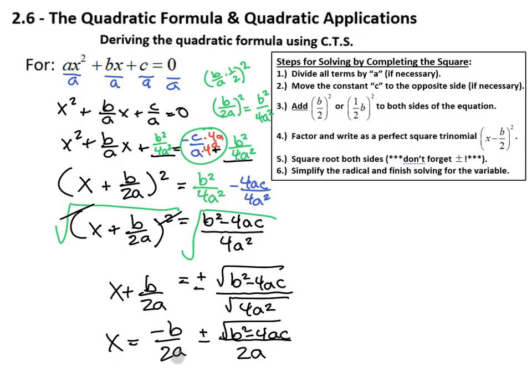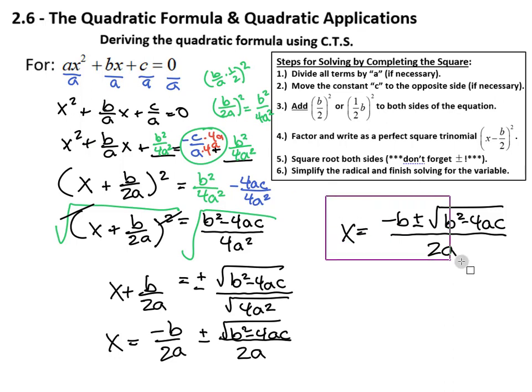And now we see that these actually have the same denominator, right? They're both over 2a, so we can write this as one big fraction if we like. Negative b, or opposite of b, plus or minus the square root of b squared minus 4ac, all over 2a. And there you go. This is our quadratic formula. You've definitely seen this before.